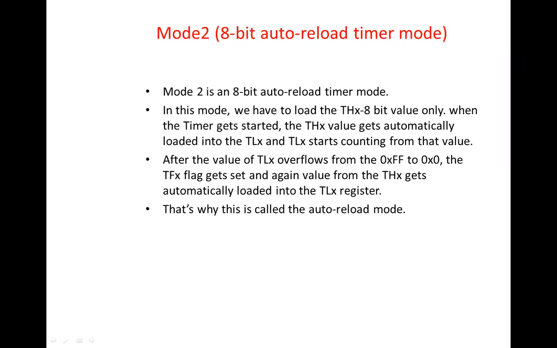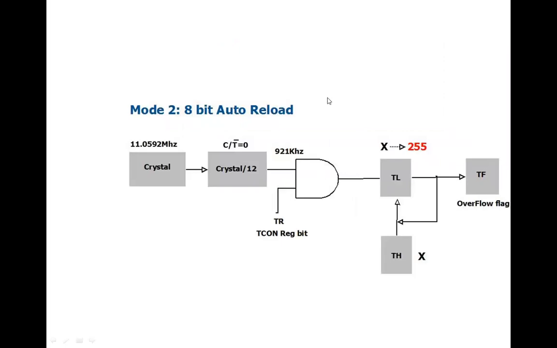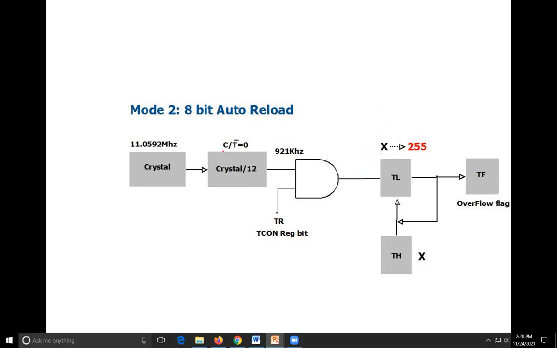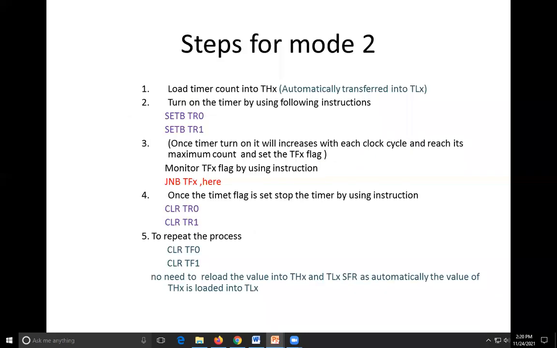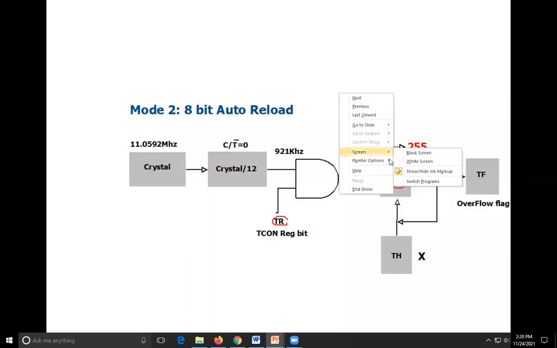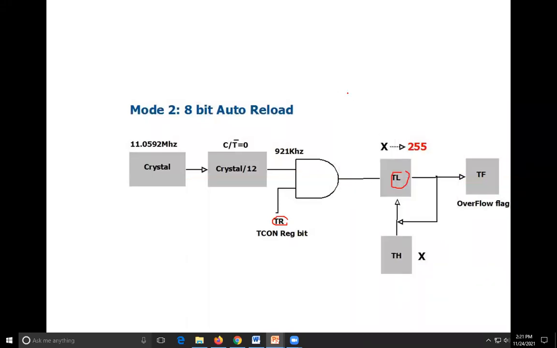In the diagram you can understand this very well. Here is the same frequency given to the timer for 0 and counter for 1, and here is the TR bit from the TCON. After this AND gate, TL is used for the counting purpose. In the timer there are THX and TLX, and in TLX we use the 8 bits for counting.